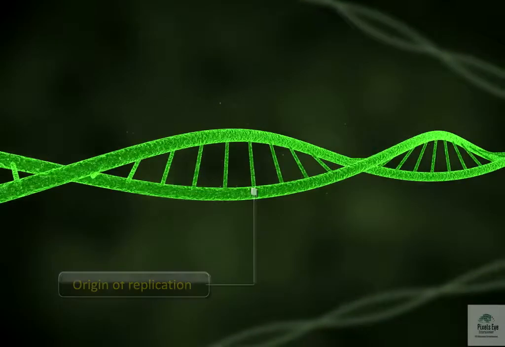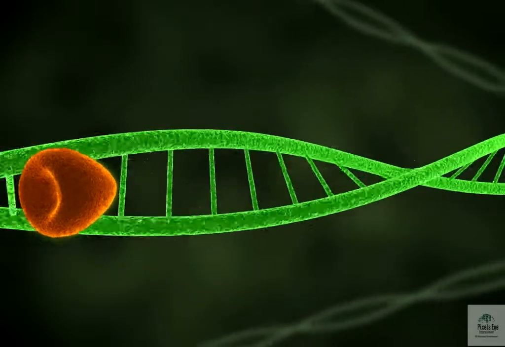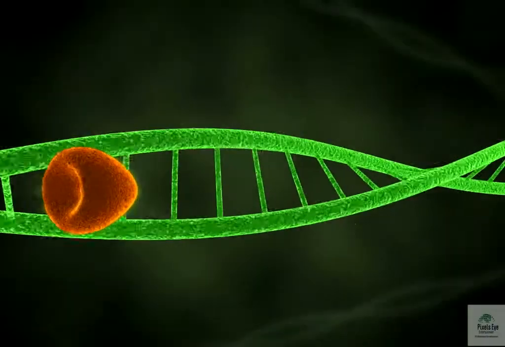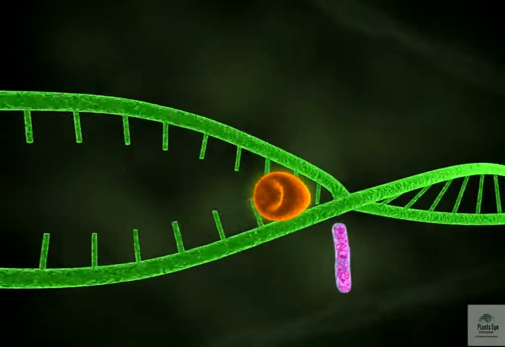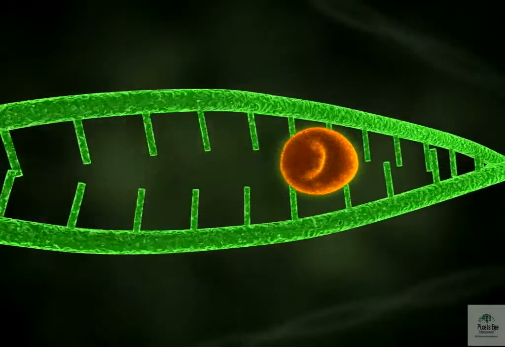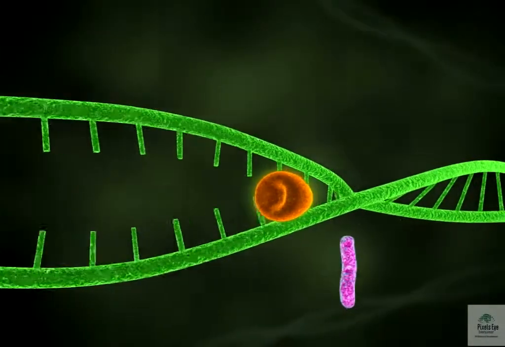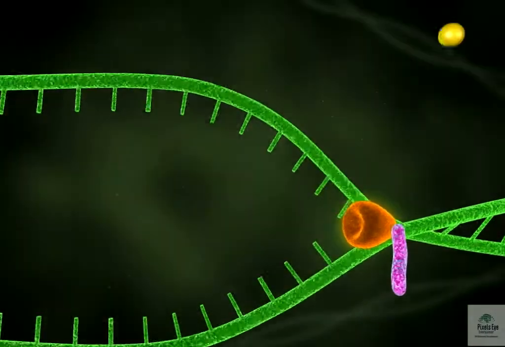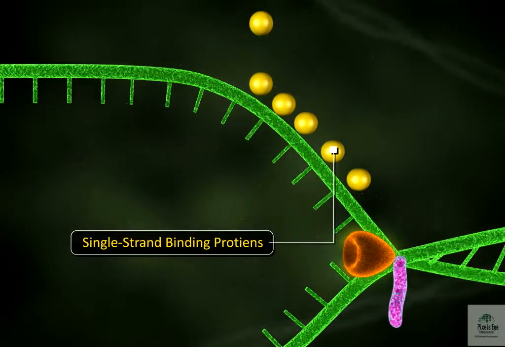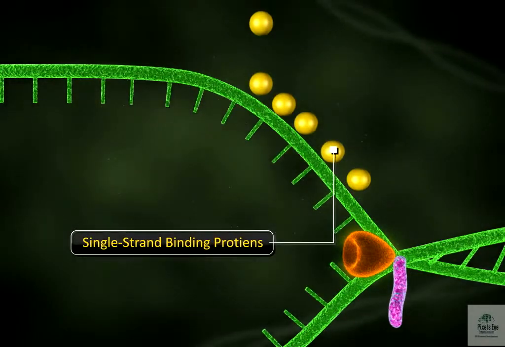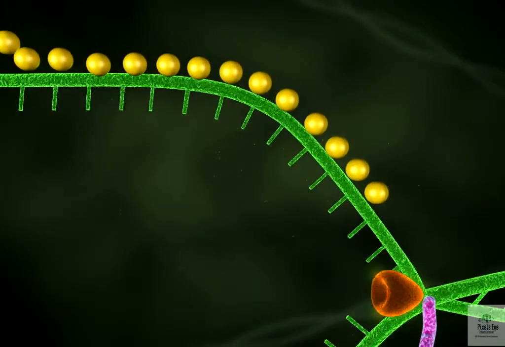The first step in replication is the binding of the enzyme helicase to the origin. The function of helicase enzyme is to unwind and separate the strands of DNA. The strands of DNA are complementary, and the moment they are separated they tend to bind back. This is prevented by proteins called single-strand binding protein, which binds to single strands of DNA and prevent their rebinding.